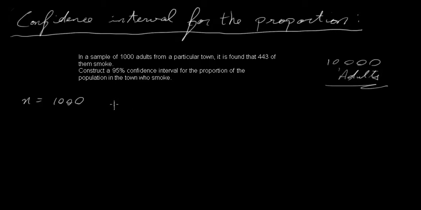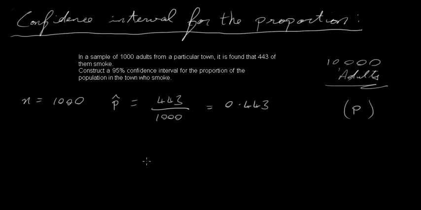So in other words, our sample proportion, which is written as p hat, p with a little hat over it, is simply going to be 443 over 1000, which is 0.443. So 0.443 is our sample proportion. It's the proportion of our sample of adults who actually smoke. What we're going to do is find a confidence interval for P, the population proportion who actually smoke, based on this. So as in the previous video, we're going to work out a confidence interval for this particular sample here.